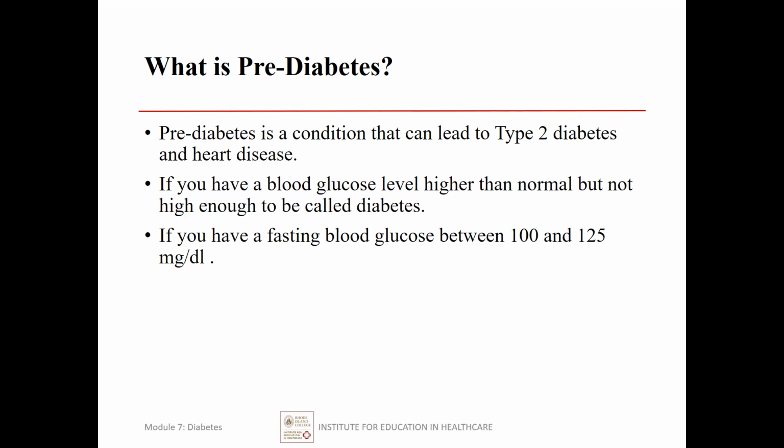So somebody who is pre-diabetic has blood glucose levels that are higher than normal, but not high enough to be called diabetes yet. And the definition of this, if it's being tested by a fasting blood glucose, meaning a blood glucose after you haven't eaten or had anything to drink for at least 8 hours, the numbers would be between 100 and 125 would be a diagnosis of pre-diabetes. And oftentimes these people are managed with diet and exercise to try to prevent them from going on and developing diabetes.